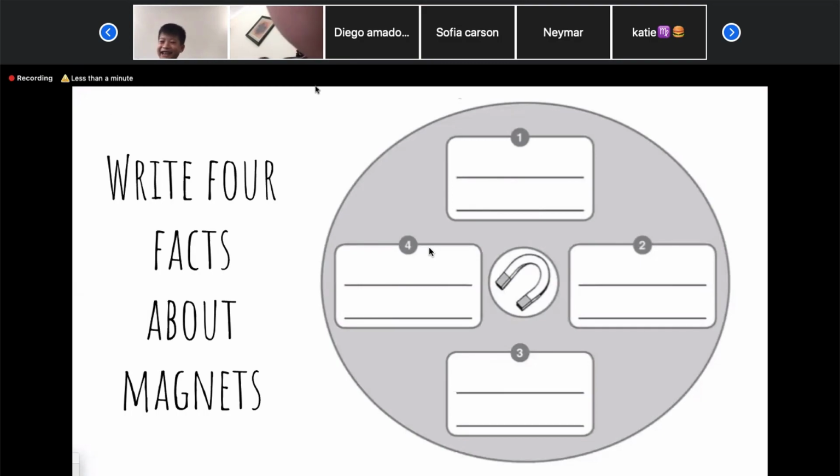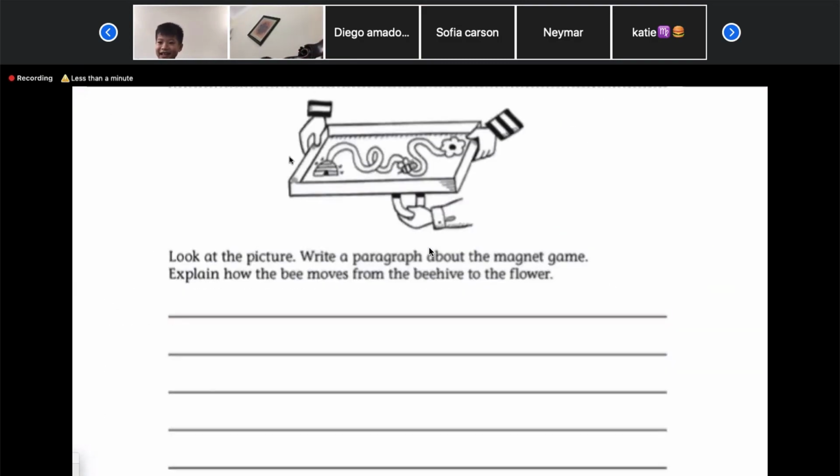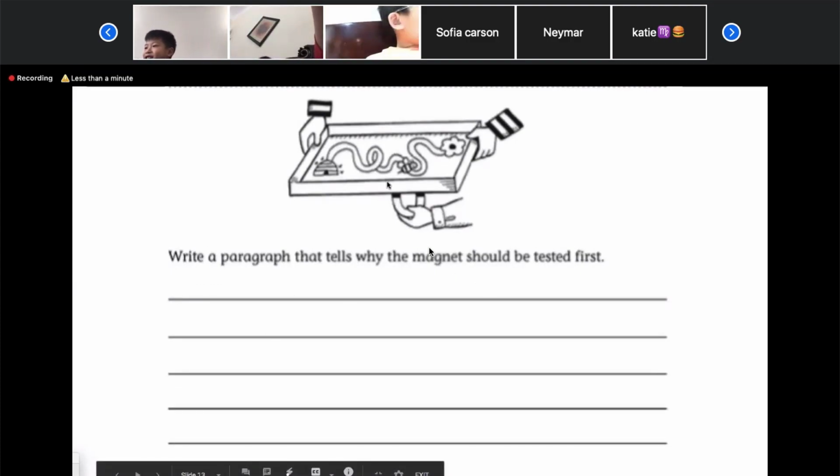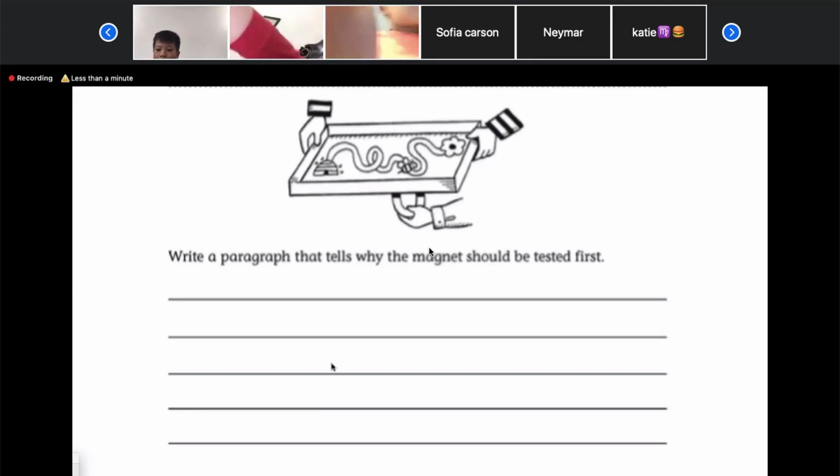So for homework, we are going to write 2 paragraphs about magnets. Look at the picture, and write a paragraph about the magnet game, explaining how the bee can move from the beehive to the flower. And write a paragraph that tells why you should test the magnet before you play the game. Okay, so I'll send this to all of your parents so you can do this over the weekend.